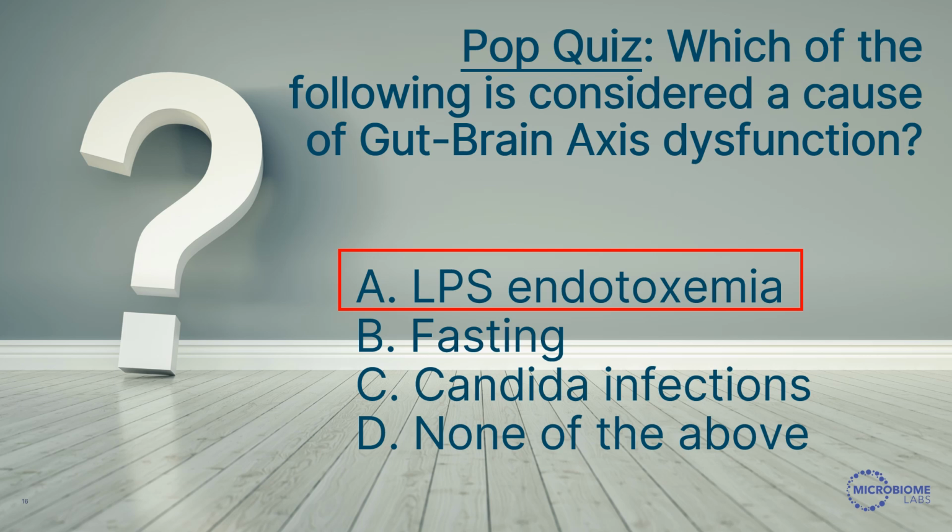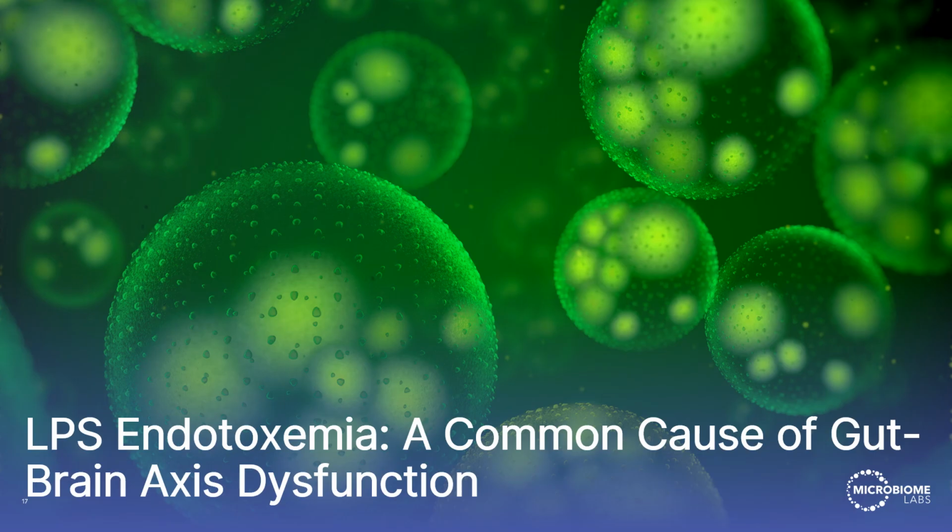All right, the answer is A. Lipopolysaccharide endotoxemia is a common cause of gut-brain axis dysfunction. And so in the next few slides, we're going to talk about exactly how that happens and how LPS can impact the gut-brain axis. All right, let's chat about lipopolysaccharide endotoxemia, a common cause of gut-brain axis dysfunction.